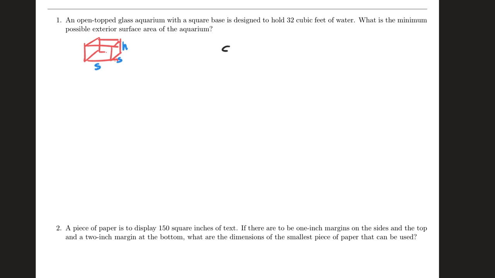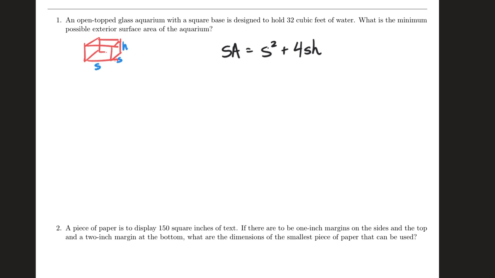Well, the surface area, I have the bottom of the aquarium, which is s times s, so that's s squared. I have the four sides of the aquarium. Each of those is just the width times the height. And there's no top to an aquarium, right, because there's no glass there. So this is my surface area equation. I want to minimize this equation.